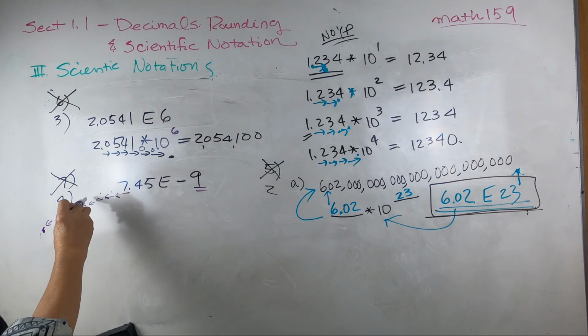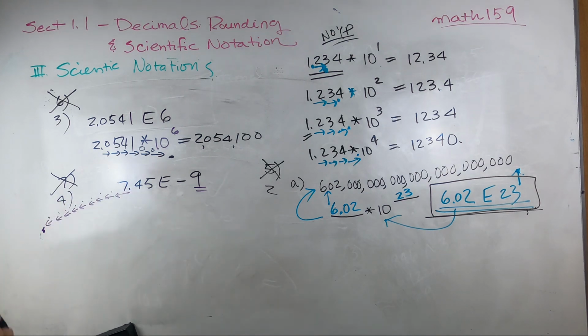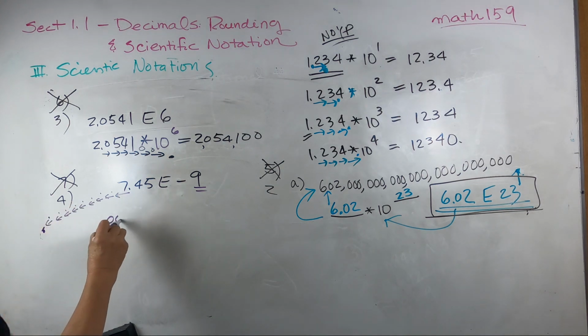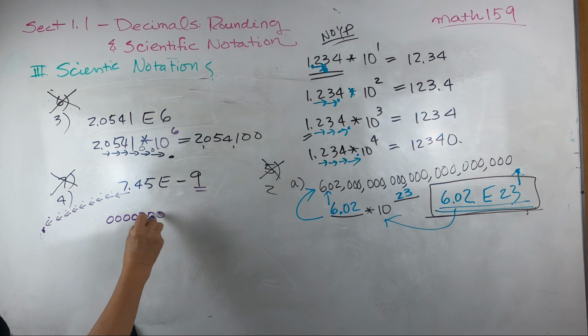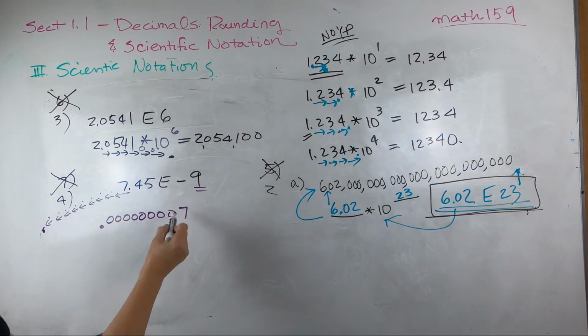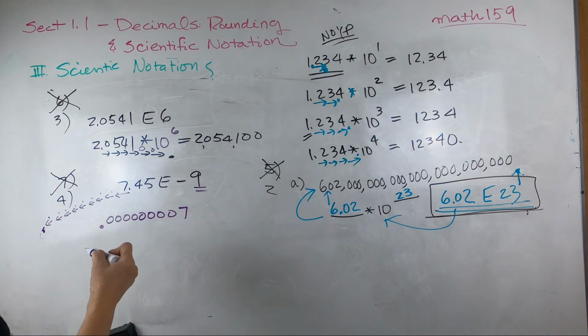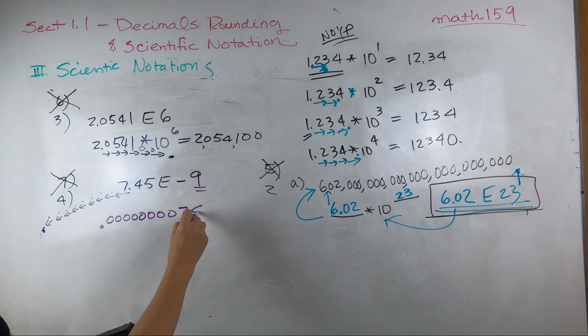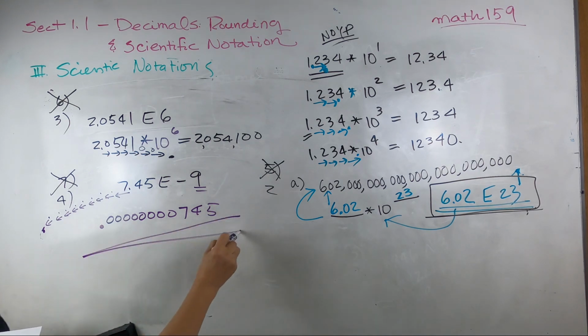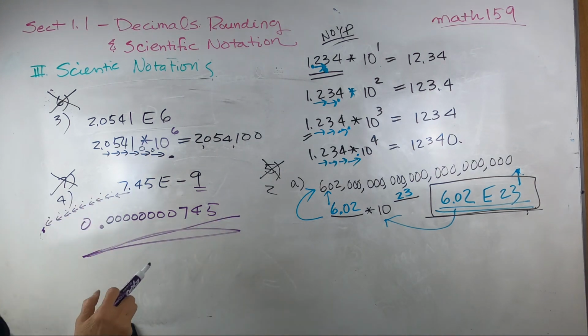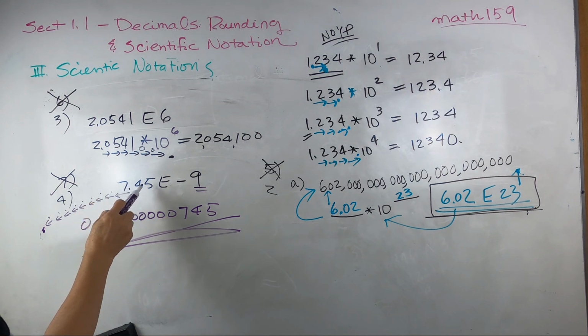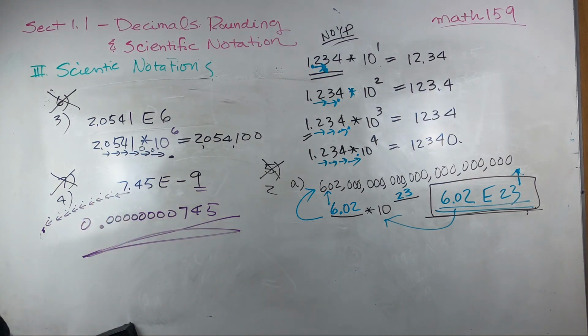So the empty places, 4, 5, 6, 7, 8. What do you think you would do? You should fill up with 0. So 1, 2, 3, 4, 5, 6, 7, 8. 8 zeros, right? Then including the 7, that's 9 places. Then 4, 5. So if the calculator shows you 7.45 E to the negative 9, what does it mean? It means this number.